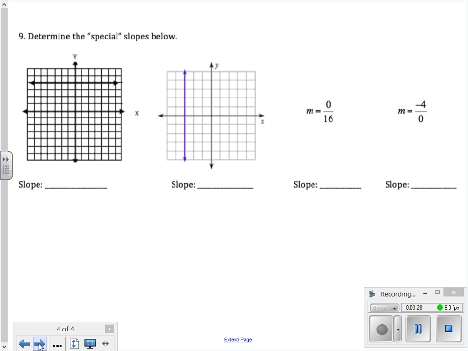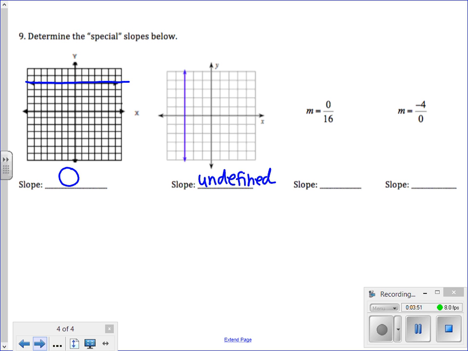All right, in case it's hard to see, this is the line that we are looking at right here on this graph. The slope, this is a horizontal line. Every horizontal line has a slope of 0. The next one is a vertical line, and every vertical line has a slope that we say is undefined.